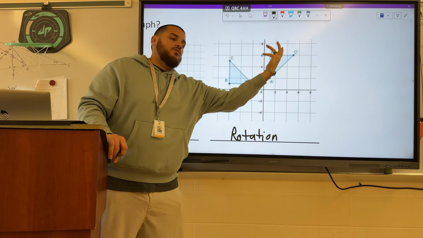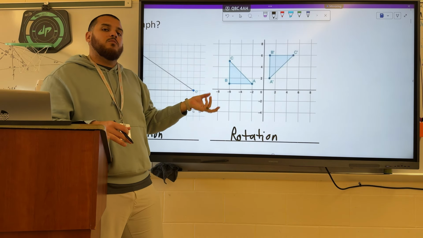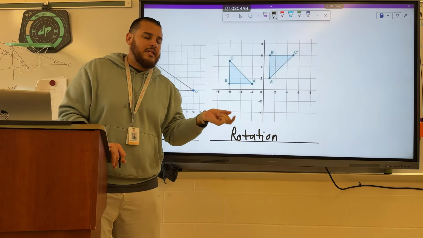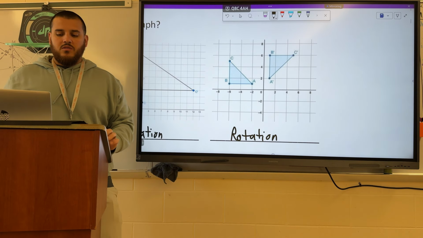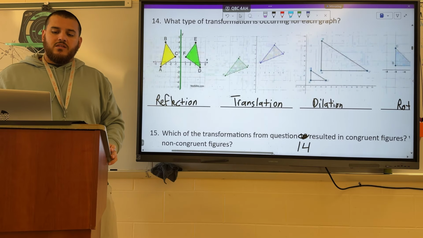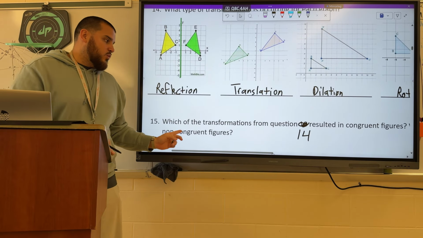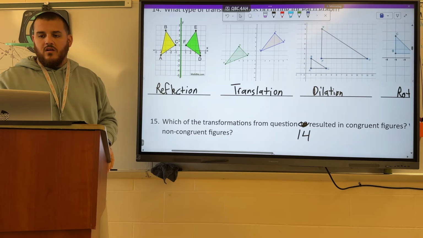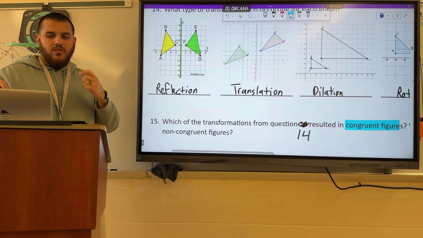You could also say they went 3 quadrants counterclockwise. The point is they moved the same amount of quadrants. That's also an indicator that a rotation has occurred. Right now, our follow-up question to this, on 15, says, which of these transformations results in congruent figures?